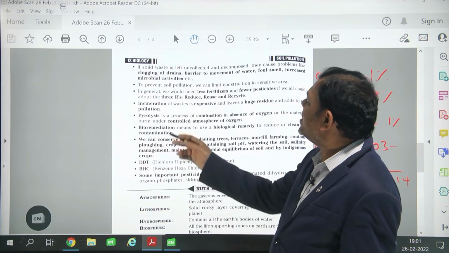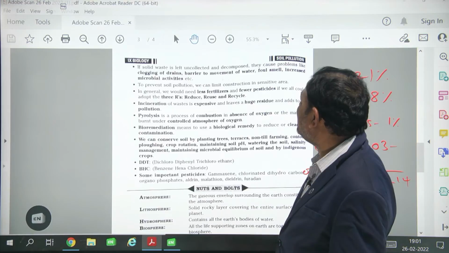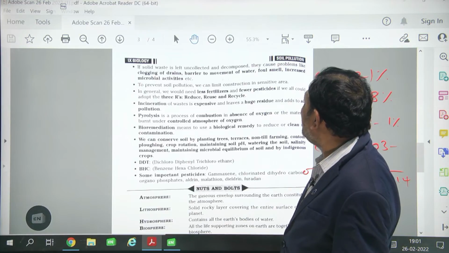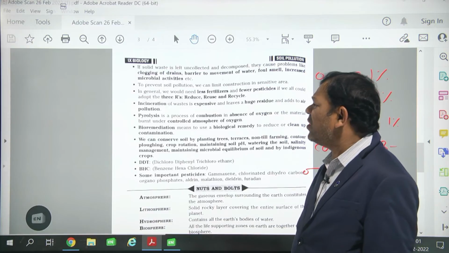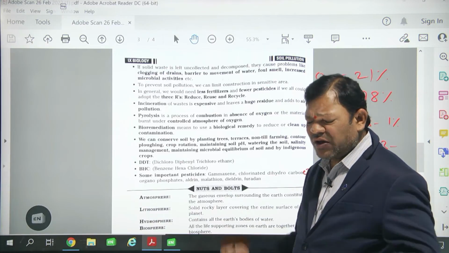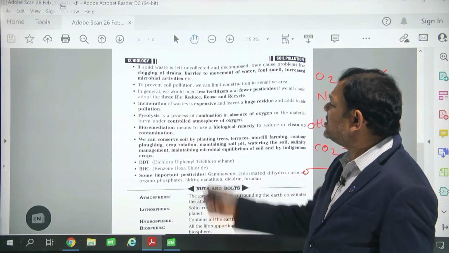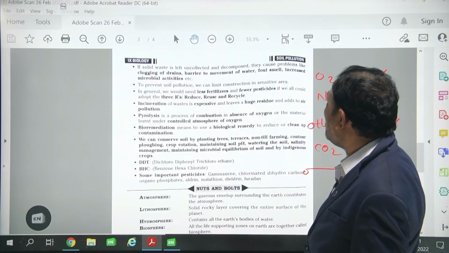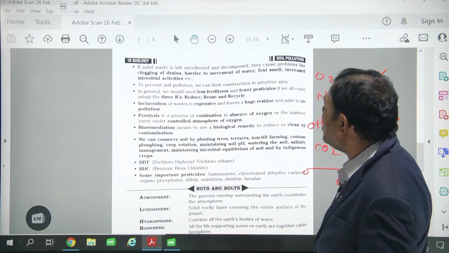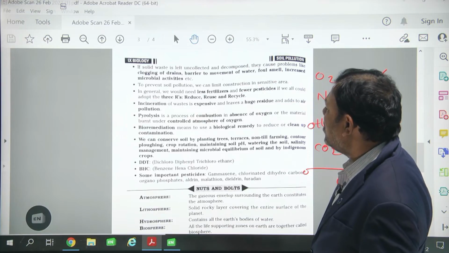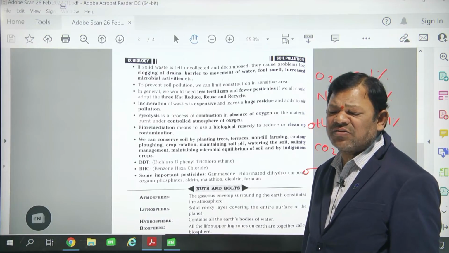Next, incineration of waste is expensive, leaves a huge residue, and adds to air pollution. For example, if fallen leaves are burned, that also causes pollution. Pyrolysis is a process of combustion in the absence of oxygen, where the material is burnt under a controlled atmosphere of oxygen. Pyrolysis, which means lack of oxygen, also causes pollutants.